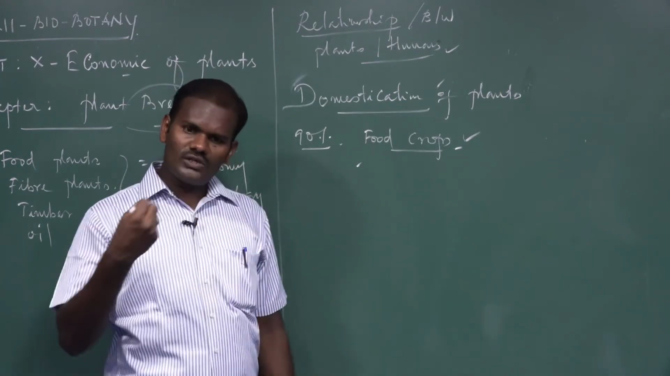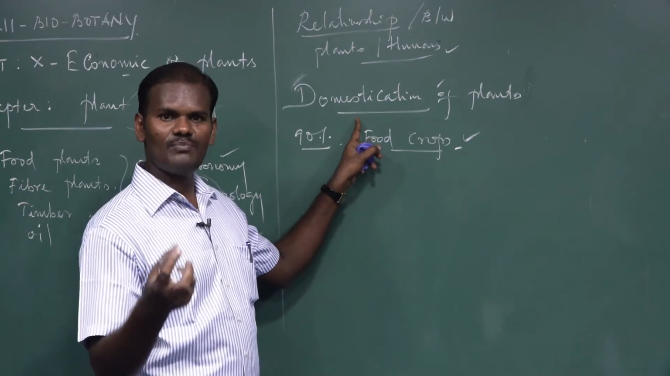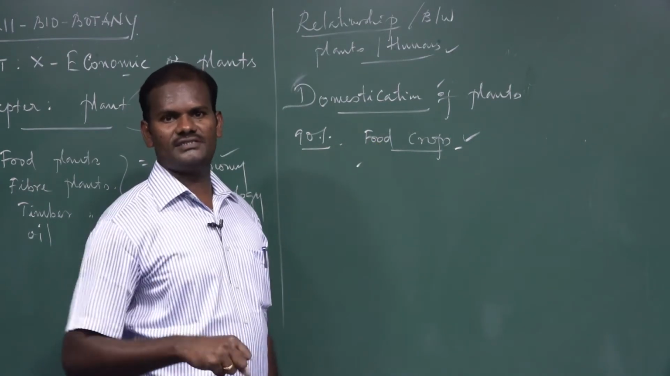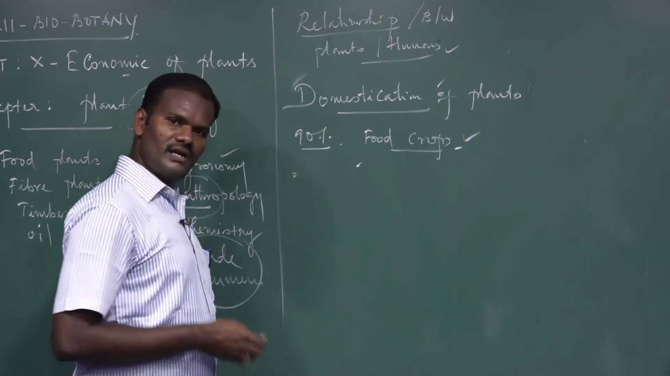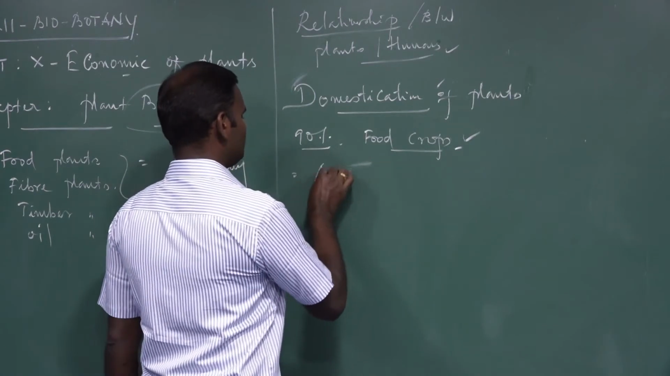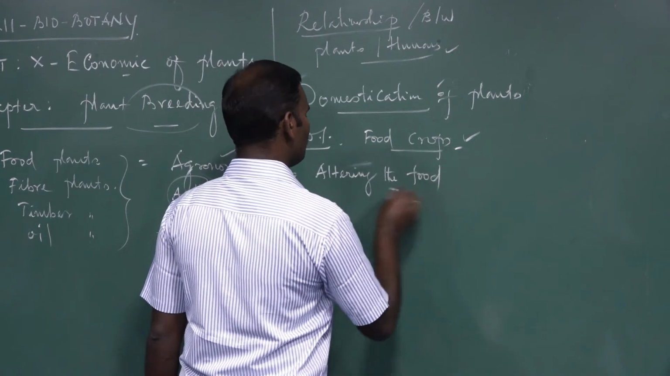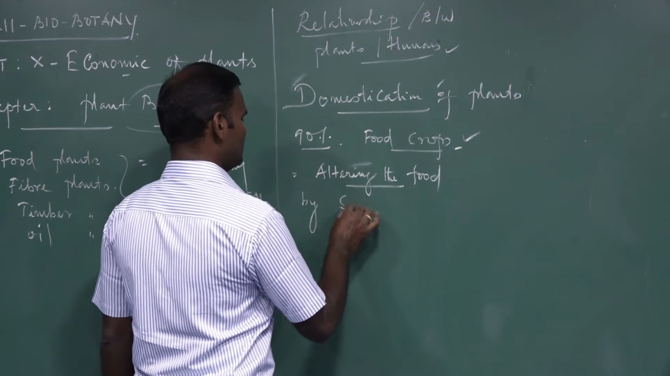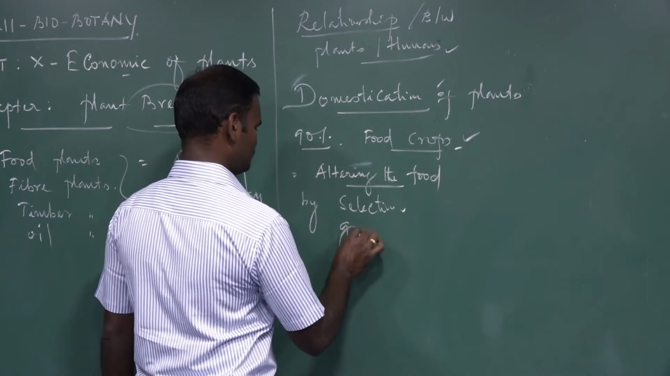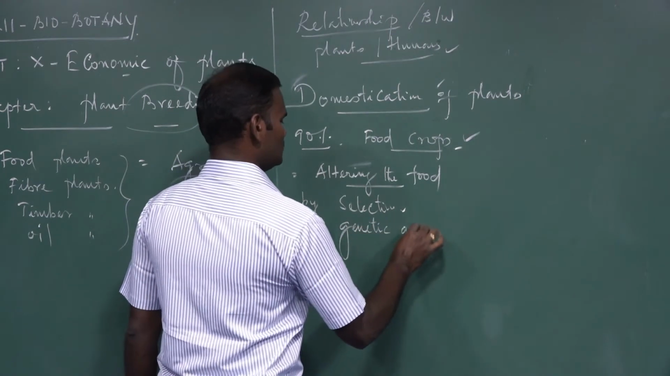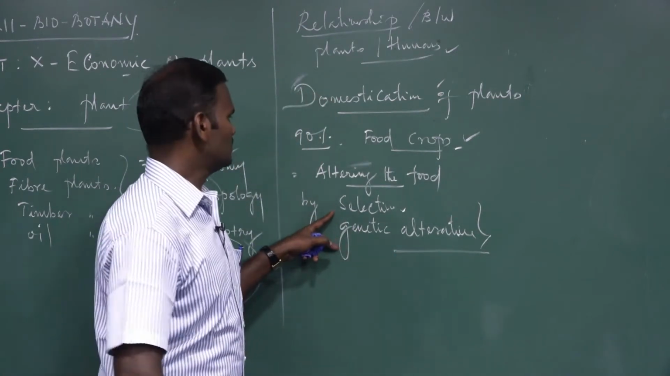It is bringing to cultivation under human control. What is called domestication? It is a process of bringing the food crops to cultivation or under human control. In addition to that, to alter the food crops. How to alter the food crops? By careful selection, genetic alteration, and careful handling. So by these methods we alter the food crops.